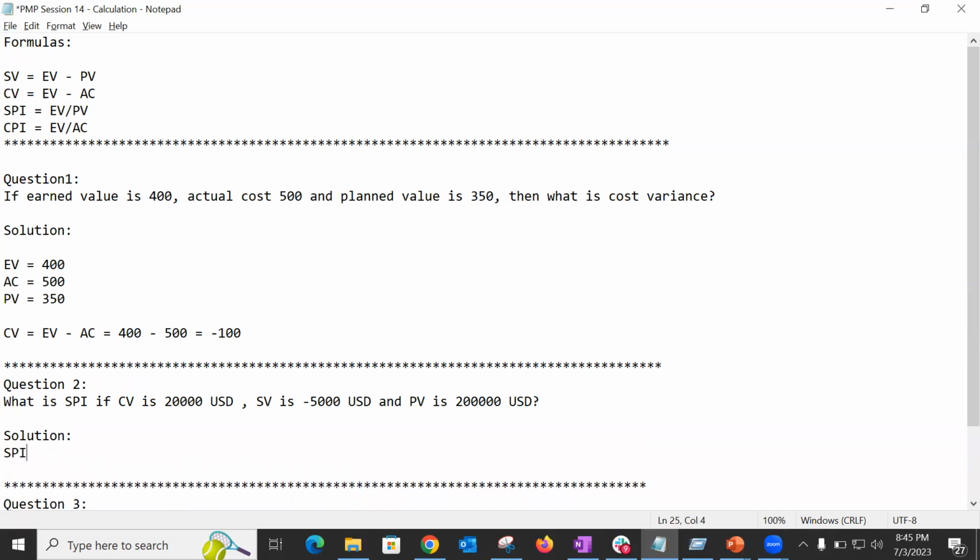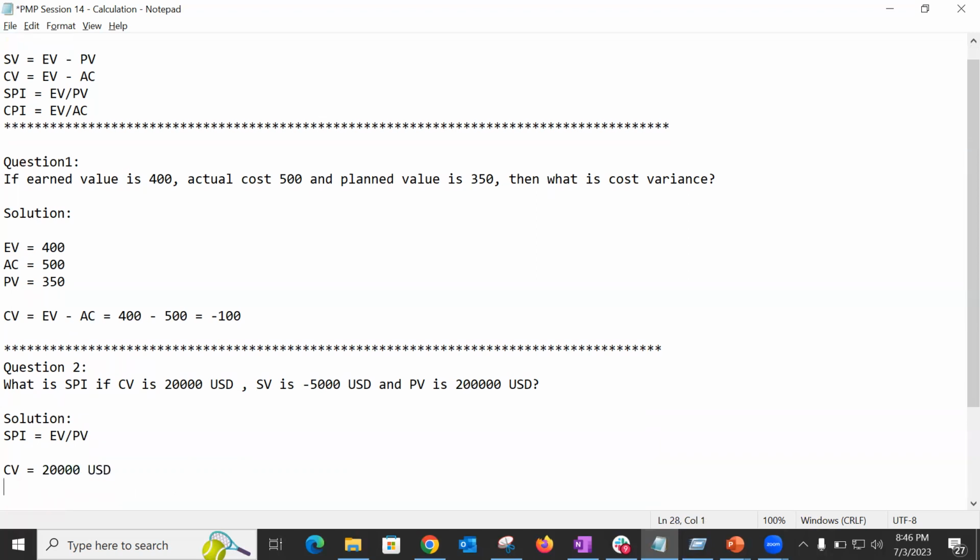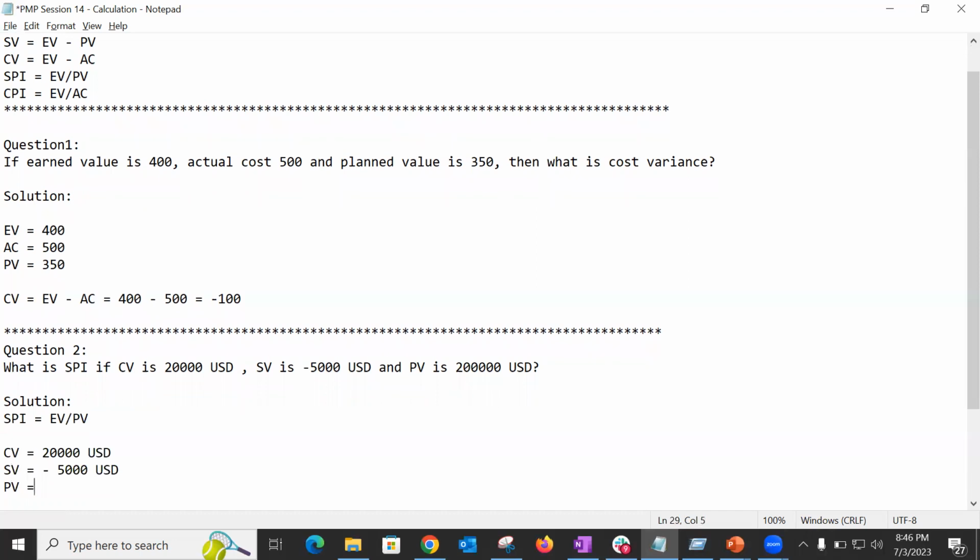SPI, if it's asking you to find out, very simple. SPI, the formula is EV divided by PV, right? Now let's see. Do we have the EV here? No, we don't have the EV. Do we have the PV here? Yes, we have the PV. So let's find out what we have got here. We have got the CV. CV is equal to 20,000 USD. Okay. SV is given, which is minus 5,000 USD, and then PV is given, 2 lakh USD.